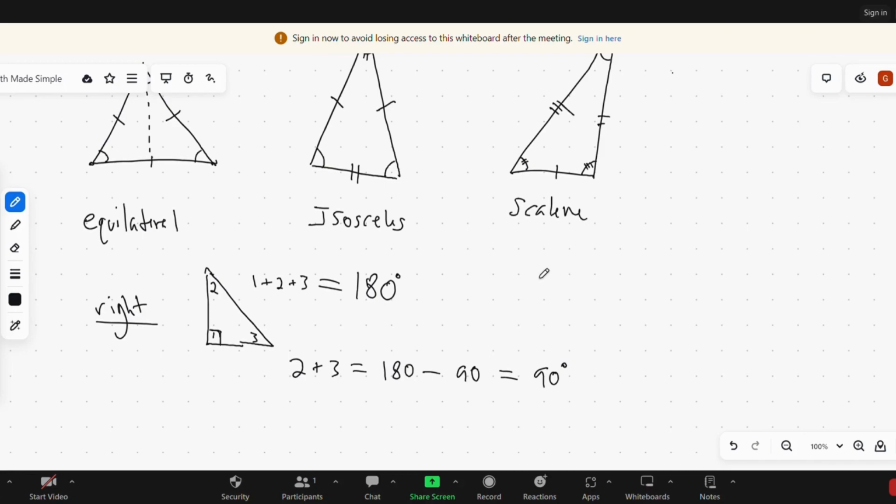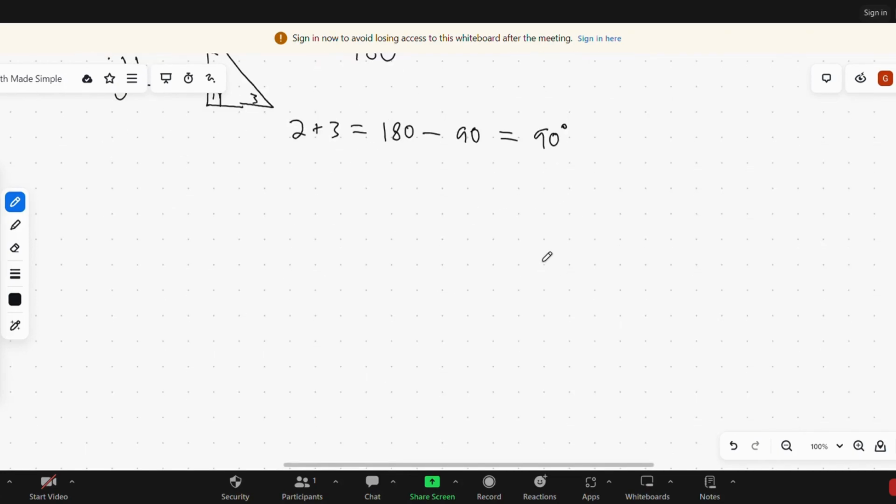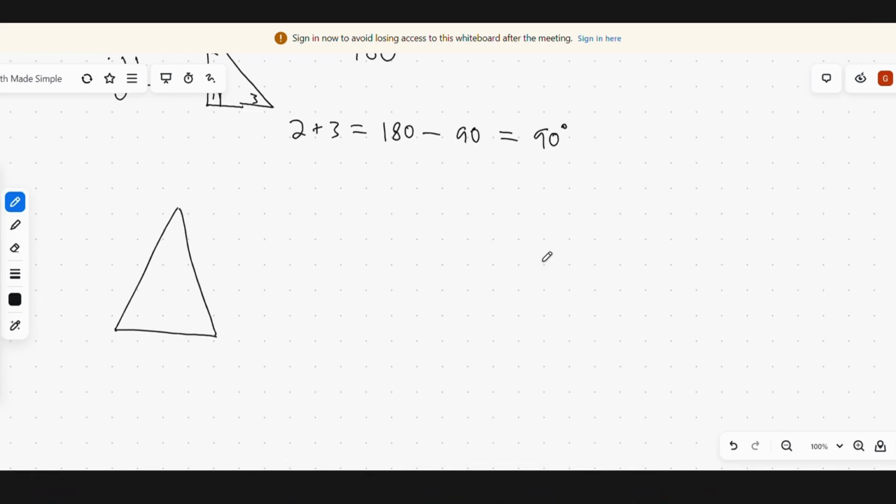Great, now let's do some practice examples. So, if I have a triangle that has side lengths of A and B, what type of triangle do you think this is?